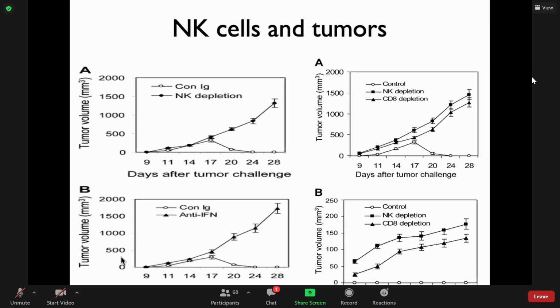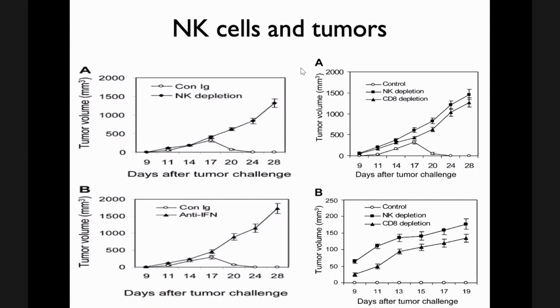Now, this slide shows that the activity of NK cells was found to be crucial in tumorigenesis. There are different models you can make use of if you want to study tumor immunology.